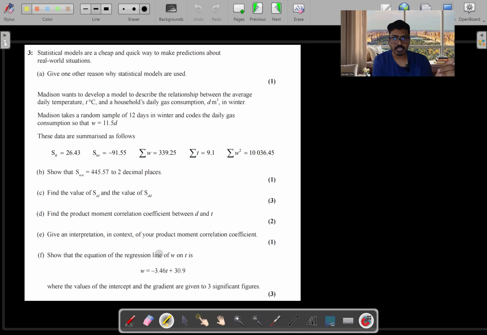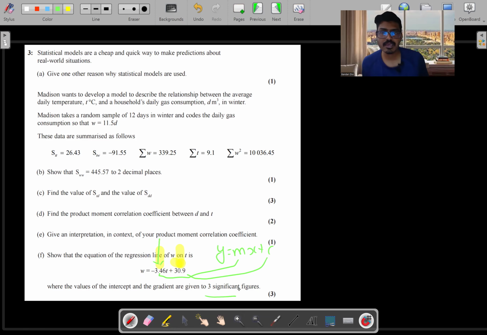So here we need to find out the gradient. Minus 3.46 is the gradient and this is the intercept. If you compare this equation with y equals mx plus c, our m value will be negative 3.46 and our c value, the constant, will be the intercept, that is 30.9. We need to show that to 3 significant figures. You have to keep that in mind, otherwise your answer would go wrong.